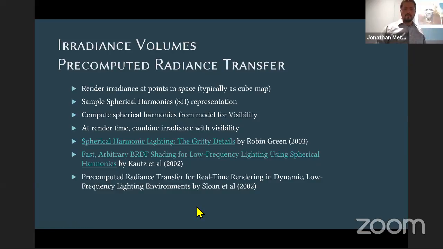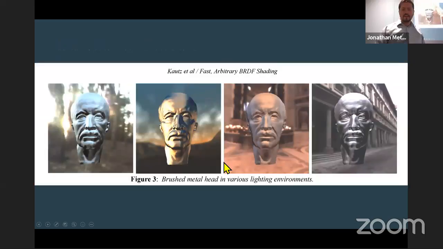Okay, so here is from this paper right here, Fast Arbitrary BRDF Shading for Low Frequency Lighting Using Spherical Harmonics. This is what I think is the killer app for pre-computed radiance transfer. We have a brushed metal head model, and it's the exact same reflection model, but it's used in a different environment. And so what do you guys notice from these four models? The color impact, okay. What else?